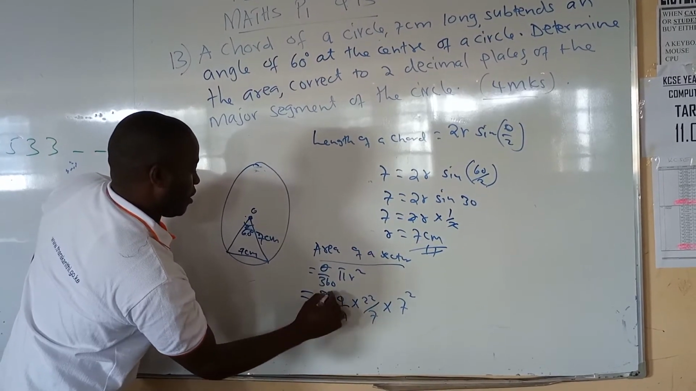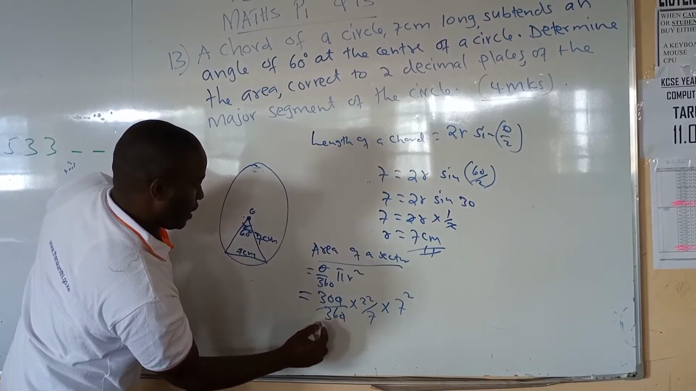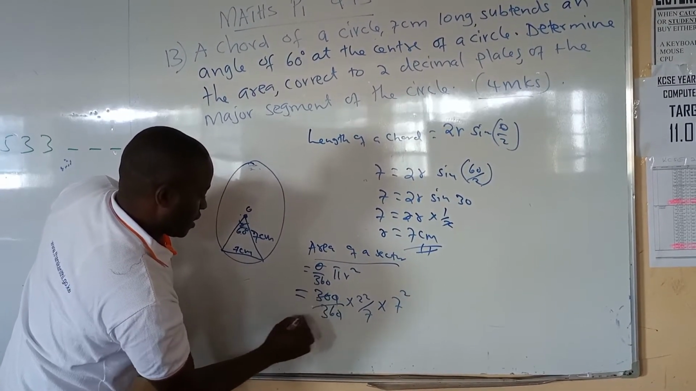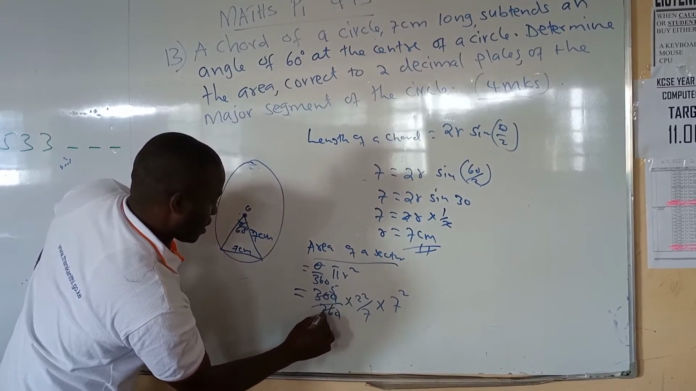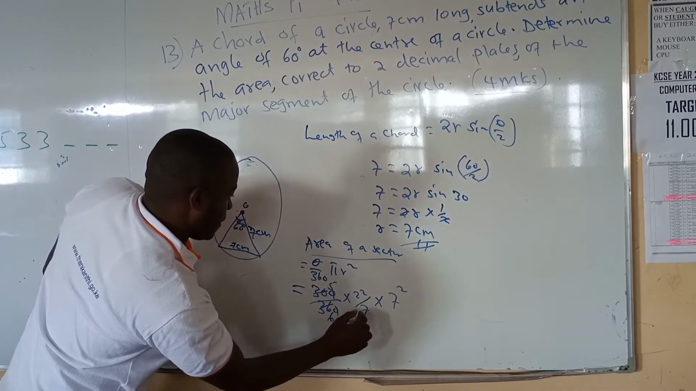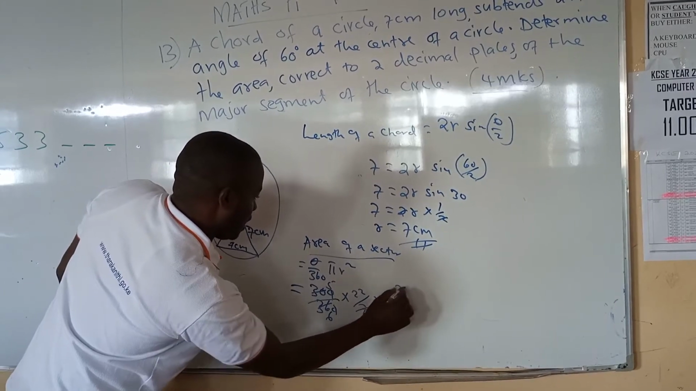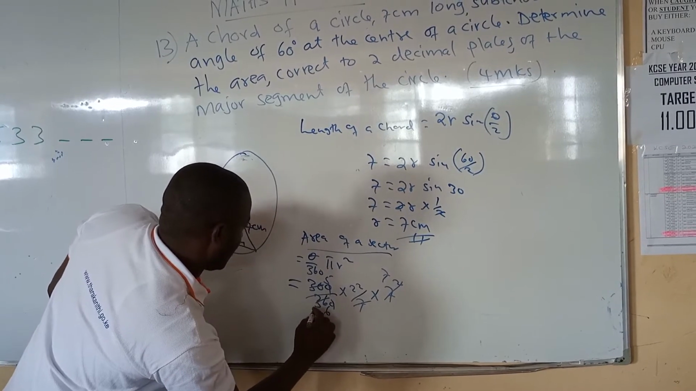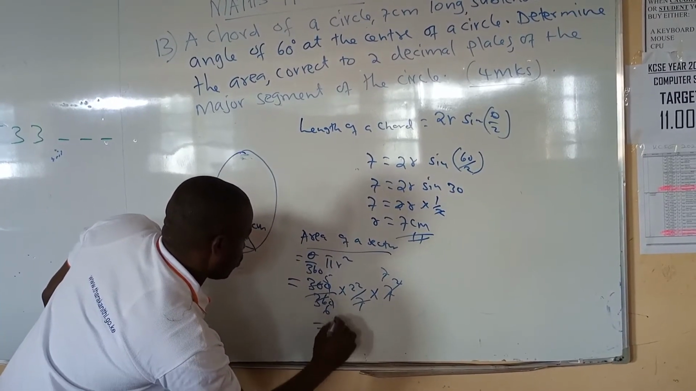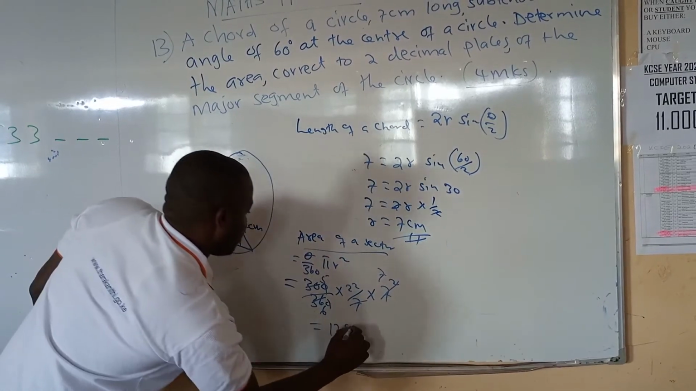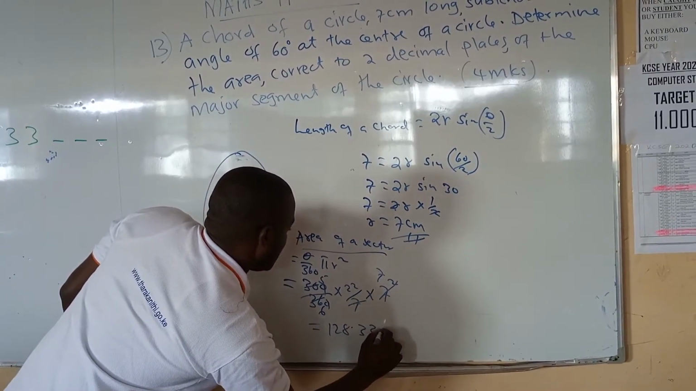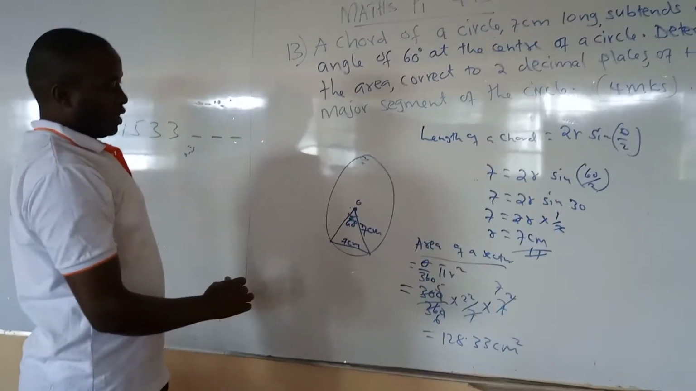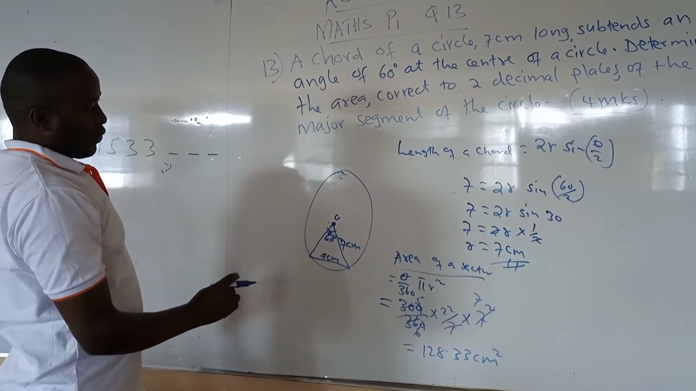So here we shall have 30 over 36. That is 6 here is 5 times 6, here is 6. So 5 over 6. This is 49, here is 7 times. So you calculate and get your area to be equal to 128.33 centimeters squared.